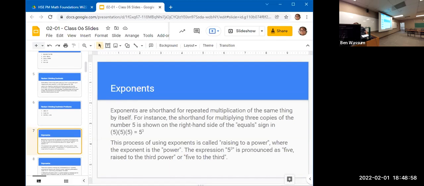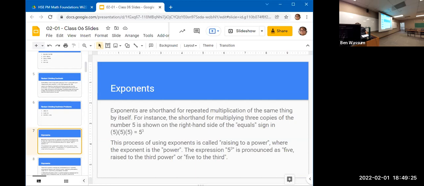I do have some decent examples in here because we're going to be doing scientific notation as well. So it gets a little tricky when we hit that. But exponents are really just shorthand. Think about it this way. If I said 2 squared, what does that mean? It means 2 times 2, right? You know that one. 3 squared, 3 times 3.